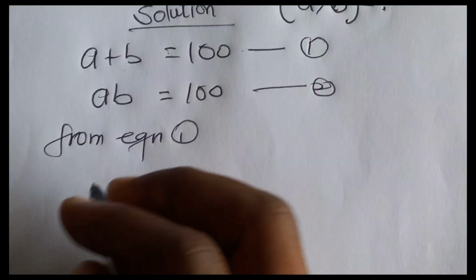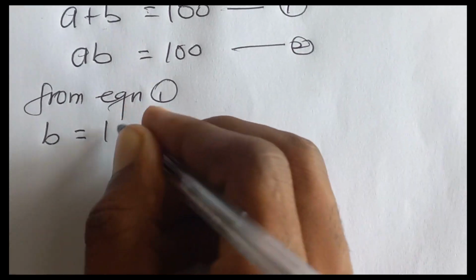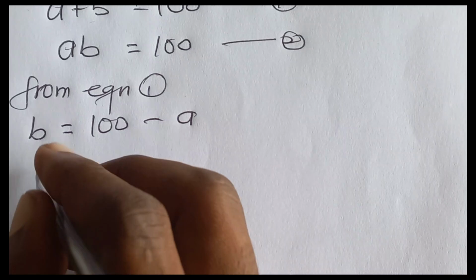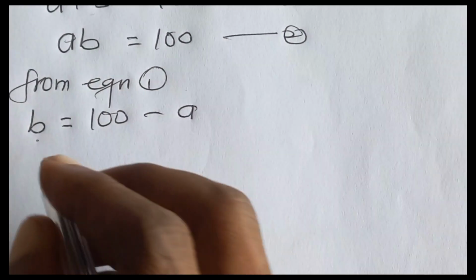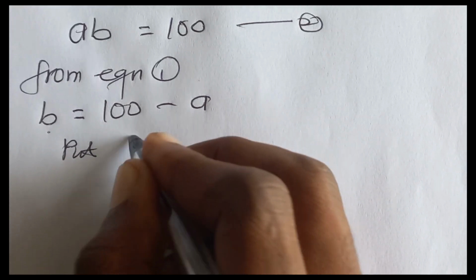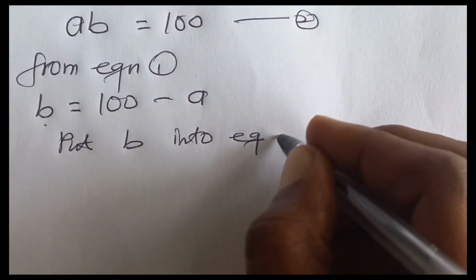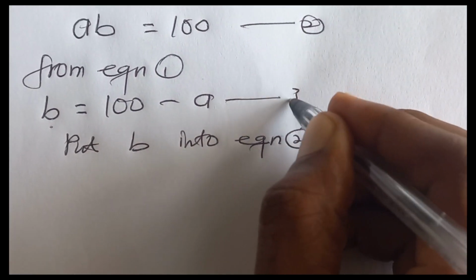b is equal to 100 minus a, okay? So we put b into equation 2, okay? So we put b into equation 2. So this one becomes our equation 3.